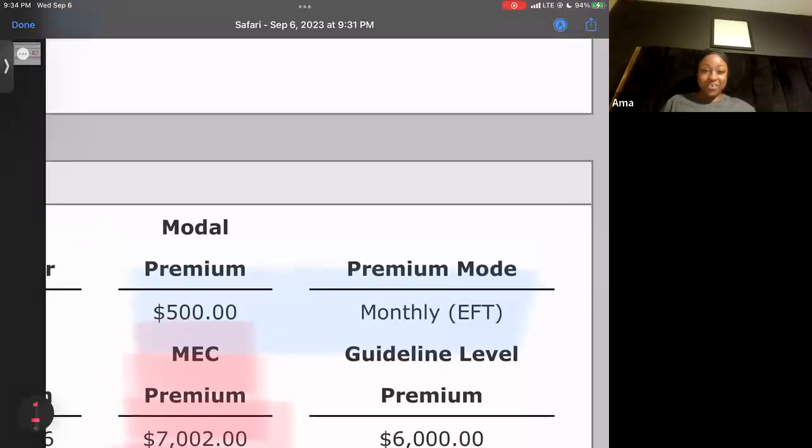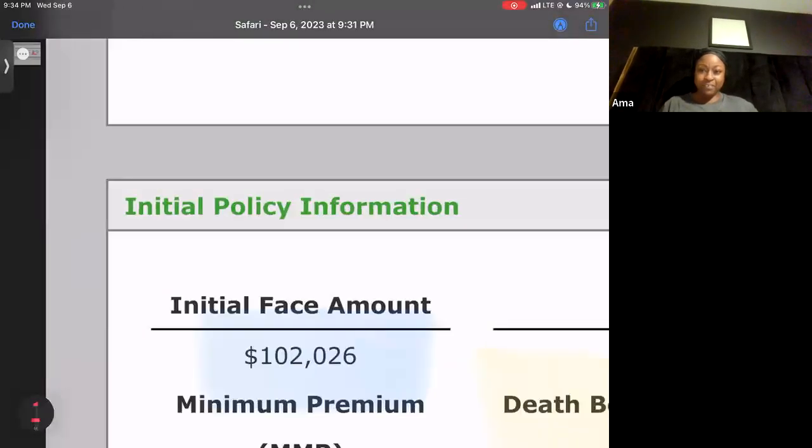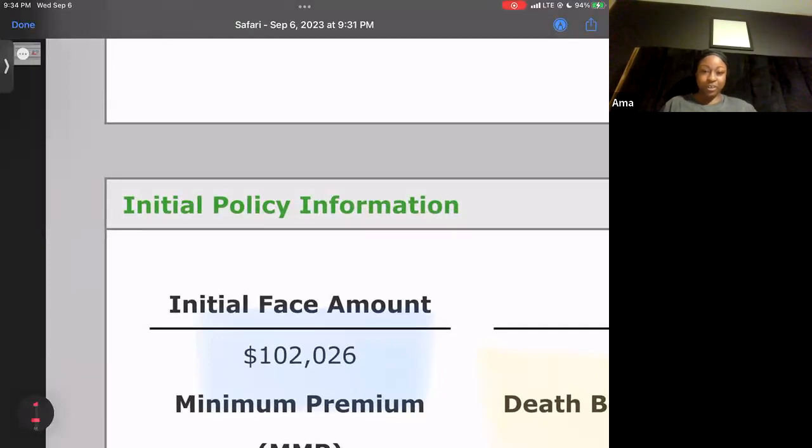All right, Ray. So here we have your model premium, which is the premium that you're going to pay for your monthly cost for the insurance. Please do not think that $500 is going towards your insurance. A small portion of that is your cost of insurance. The rest of that is going to be building cash value in the S&P 500.